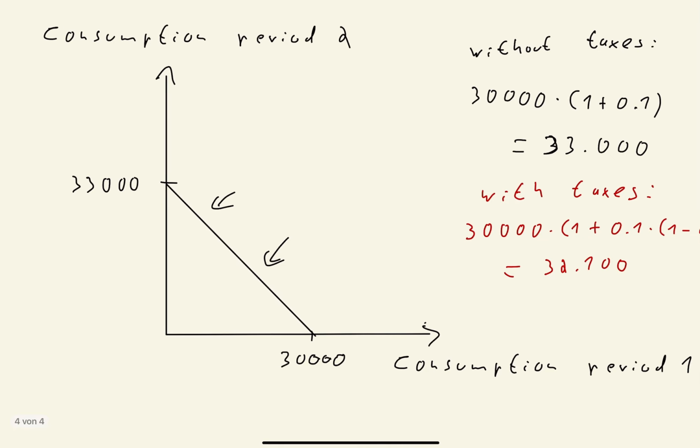Okay, and if you want to draw it here, it would be somewhere a little bit closer, but again, this is not a precise drawing, but the story should be clear. So this is 32,100. And now you connect this with the intercept here. And this is the new intertemporal budget constraint, which is now obviously lower than the original one because we simply have to pay taxes on our savings.